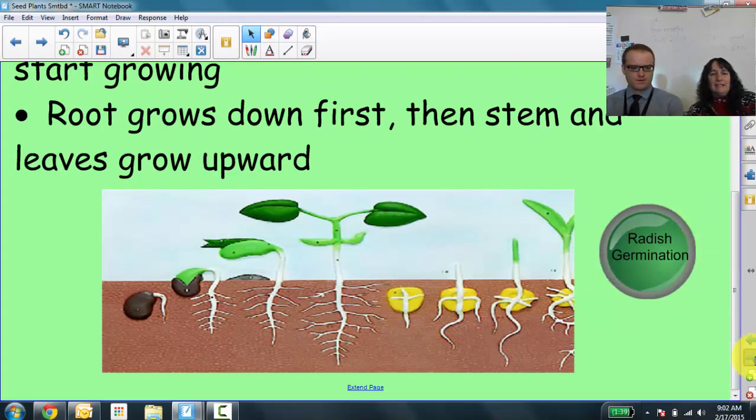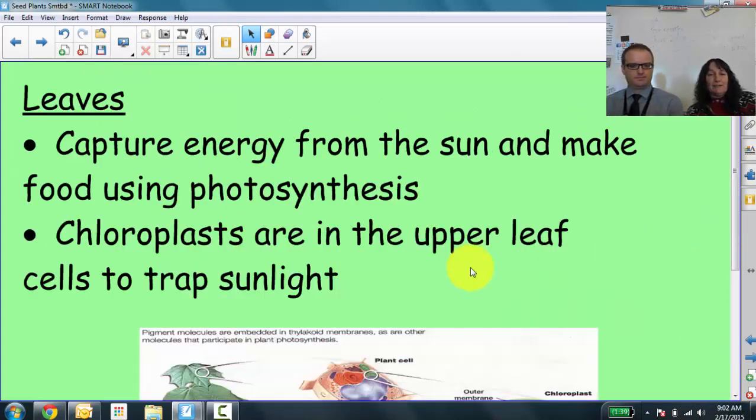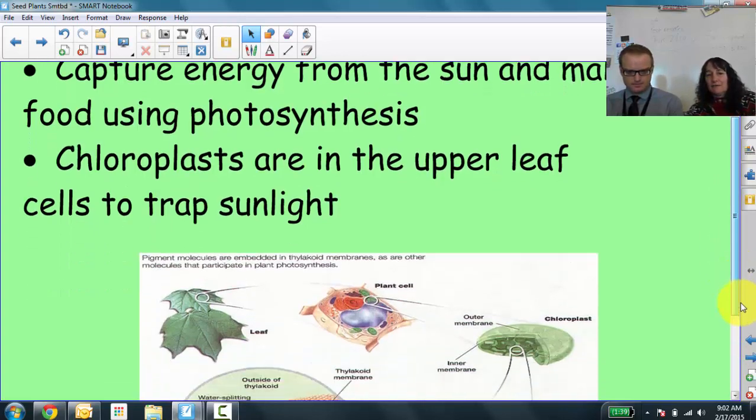All right, then we have leaves. The leaves' job is to capture the energy from the sun, so it can make its food using photosynthesis. And the upper part of the leaf, if you've ever noticed a leaf, it seems like it's greener on the top than it is on the bottom, and that's because the chloroplasts are all up at the top of the leaf, since that's what's getting most of the sun.